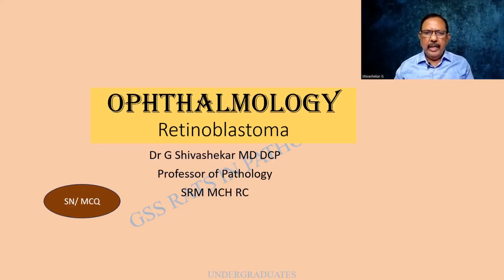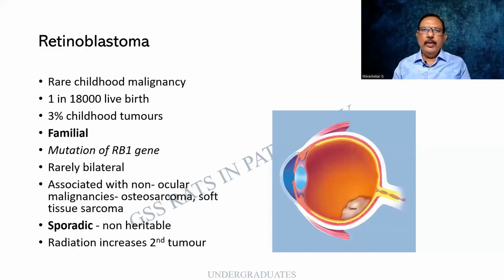The topic for the day is retinoblastoma. It comes as a short note or an MCQ can be asked. It is a rare childhood malignancy. These words are all important. It occurs in 1 in 16,000 to 1 in 18,000 live births and forms 3% of childhood tumors. I think so far it is very simple. Malignant, 1 in 18,000, 3%.